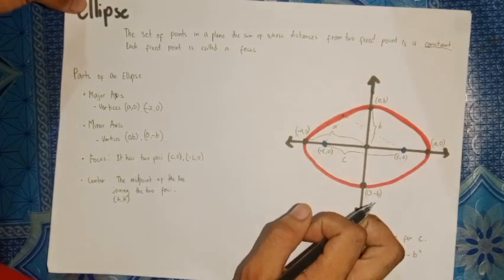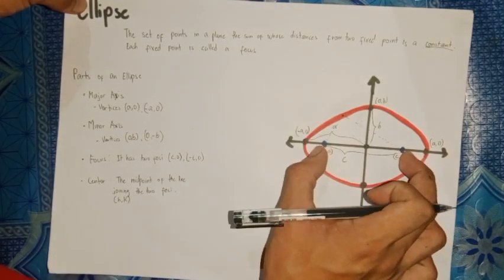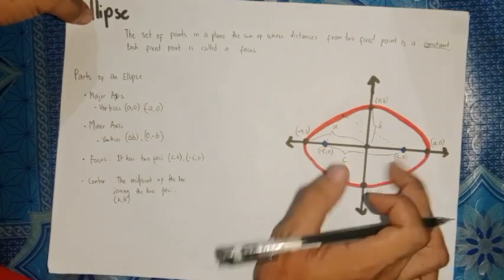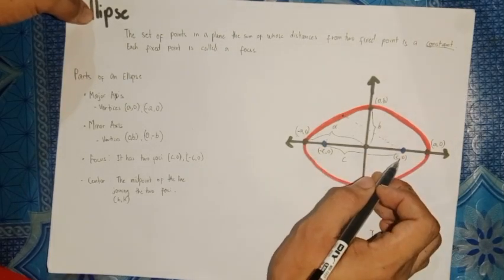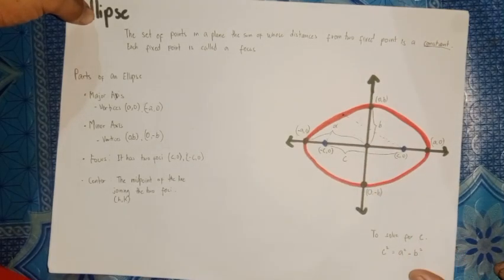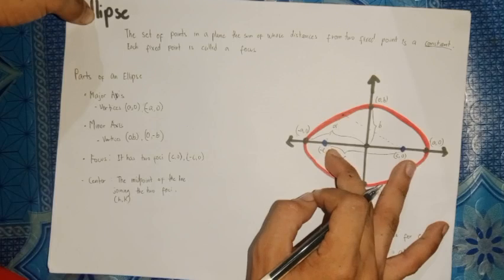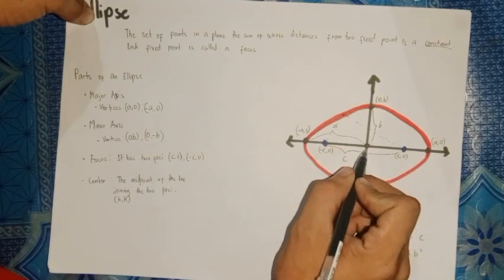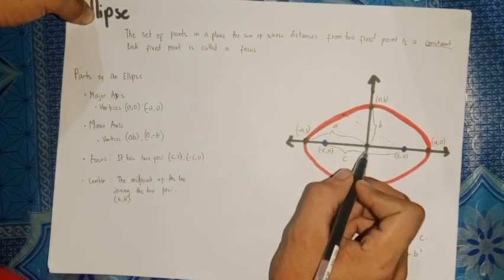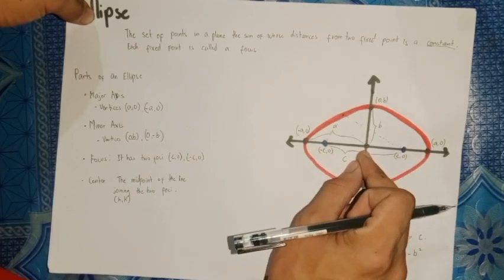Now, ellipse has foci. It has two foci, and foci are denoted as C. That's why we have (-C, 0) and (C, 0). To solve for C, we will use this formula: C squared is equal to A squared minus B squared. And always remember that the foci are equidistant from the origin. This is our origin. The two fixed points are equidistant from the origin.